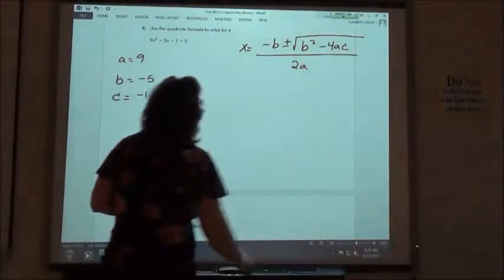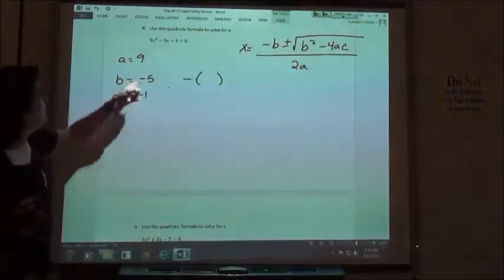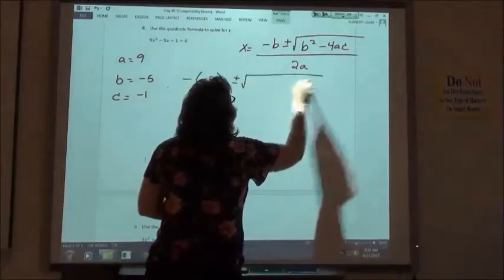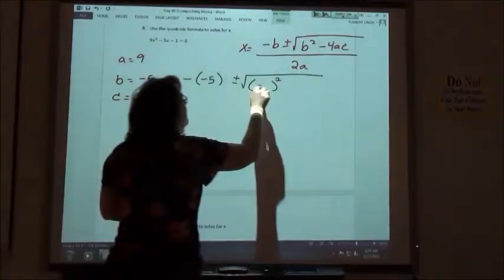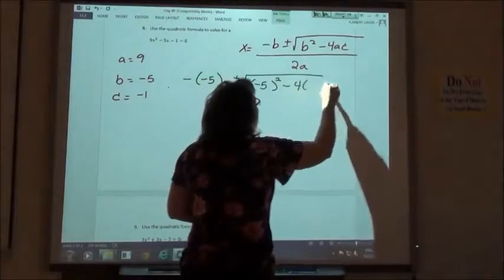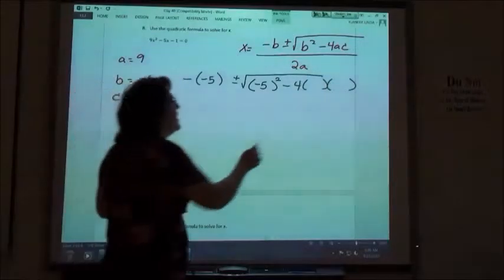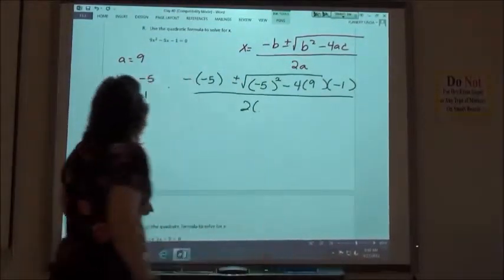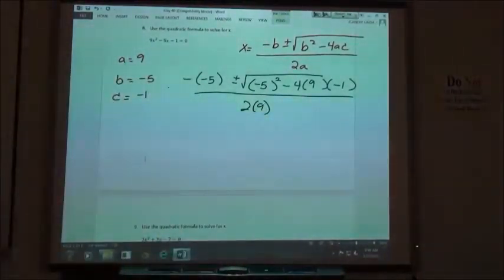So I'm going to plug those into my quadratic formula. Minus the b value, the b value is negative 5, plus or minus the square root, the b value squared, so negative 5 squared, minus 4 times the a value and times the c value. The a value is 9, the c value is negative 1. All over 2 times the a value, 9. So I plugged in my numbers for a, b, and c.